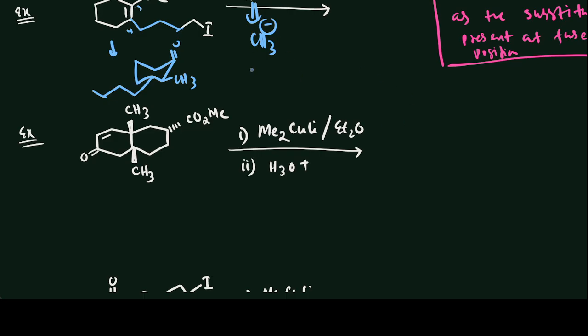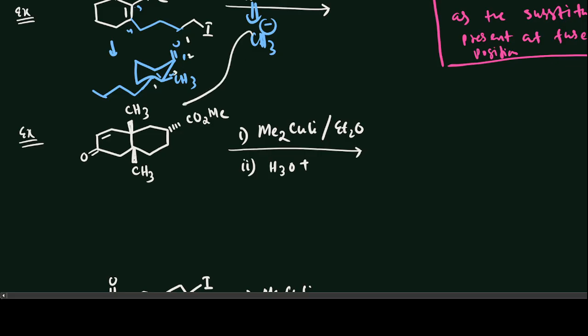Now you are attacking these groups, and this will do 1,4 conjugate addition. This is 1, this is 2, and this is 3. Here we have the double bond. So this will attack where the 1,4 conjugate addition will happen. Counting from here, 1 2 3, and this is 4.